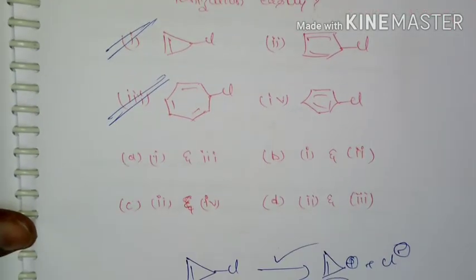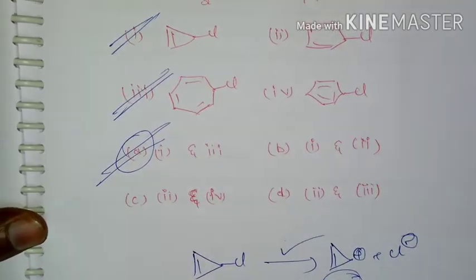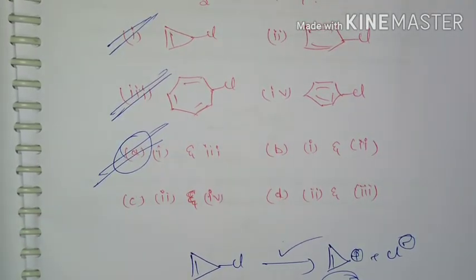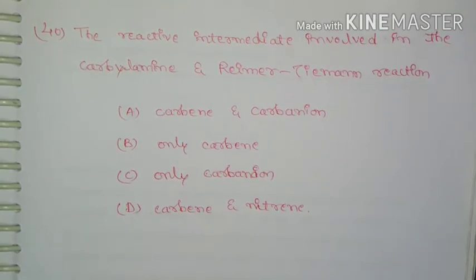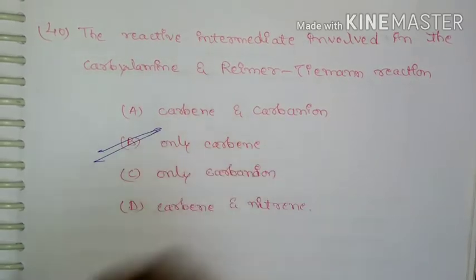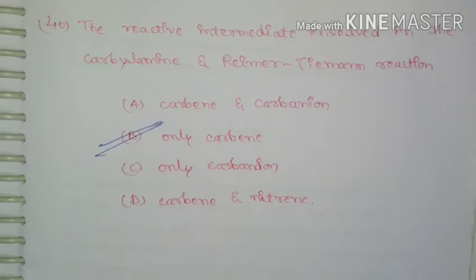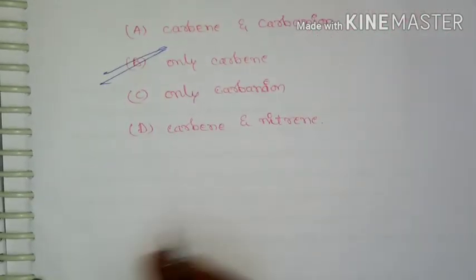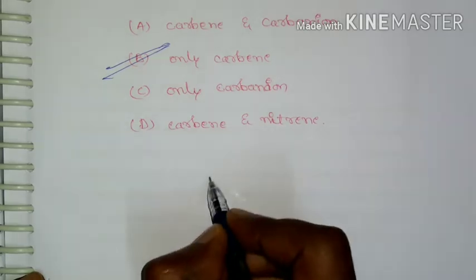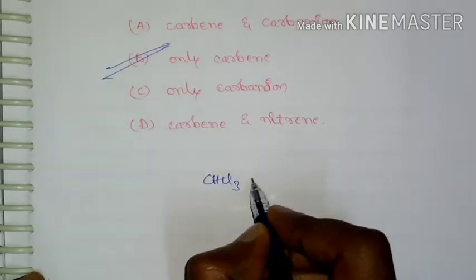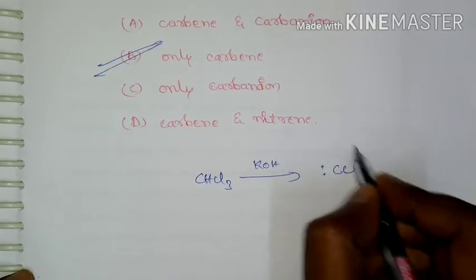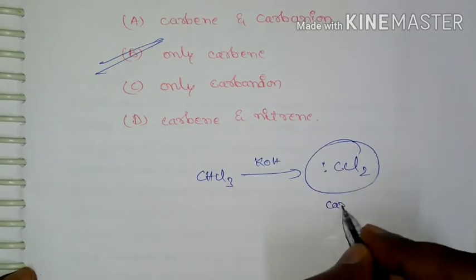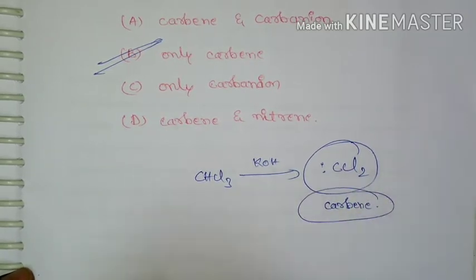So which option is correct? Option A is correct. 1 and 3 will undergo easy ionization. Now, the active intermediate involved in the carbylamine and Reimer-Tiemann reaction, and these two are second PU questions, is only carbene. So there is no other reactive intermediate involved, because in both the carbylamine reaction and the Reimer-Tiemann reaction we are going to treat chloroform with base, and this is going to form dichlorocarbene. So this is the reactive intermediate which is formed in both.